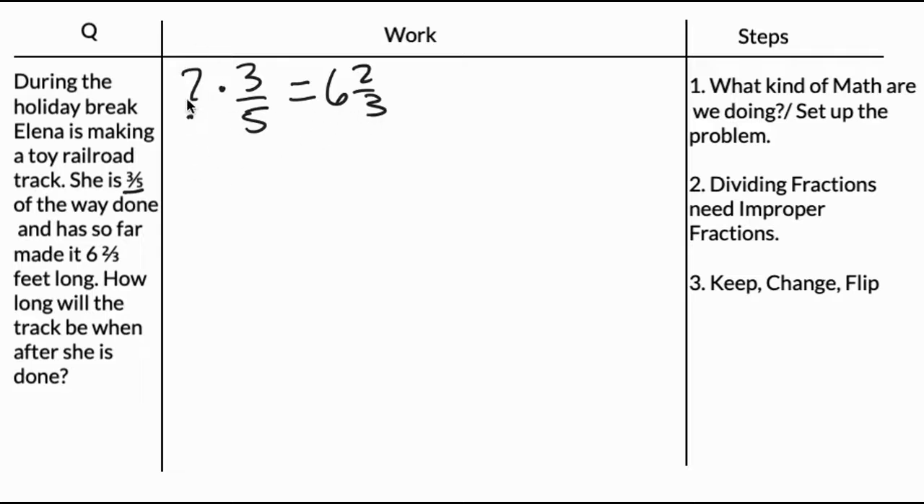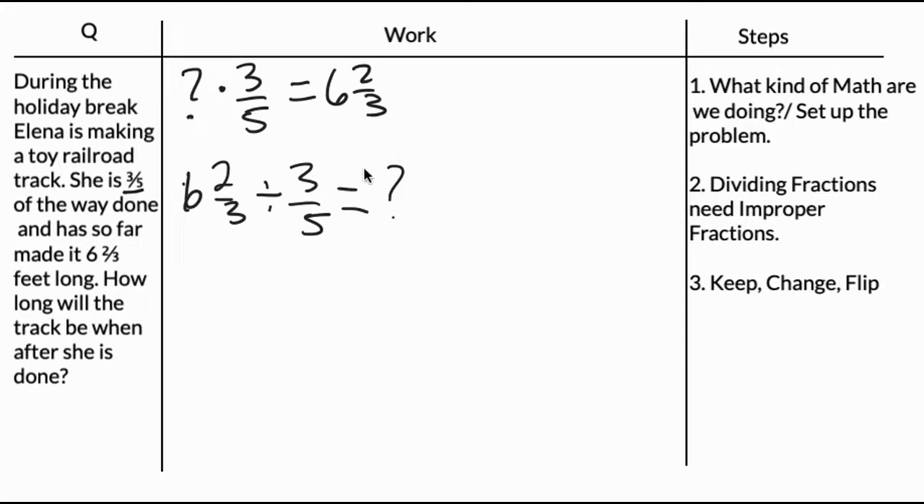Then what we're really trying to find is how big it's going to be when it's done. We know that division is the opposite of multiplication. So what we can do here is take 6 2/3 and divide it by 3/5, which gives us the total that the track is. So what kind of math are we doing? We're doing division, and the setup of the problem is taking 6 2/3 and dividing it by 3/5, which will tell us how long the track will be when it's done.